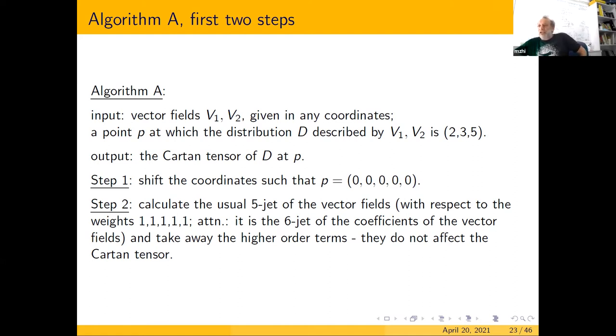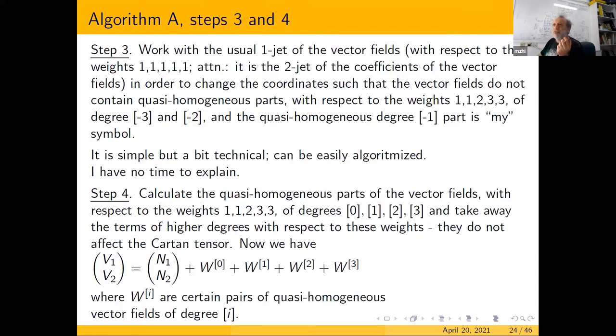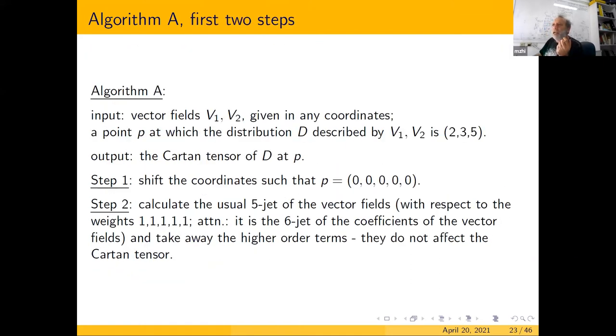Also, with these tools in the lectures, I explain that in local coordinates, some deep theorems like the main Cartan theorem and other theorems about symmetry, many things can be theoretically proved, as I did. Okay, algorithm A. Again, the input is two vector fields, then a coordinate system, and a point P in the neighborhood of which the distribution is 2, 3, 5, and the output is the Cartan tensor at P.